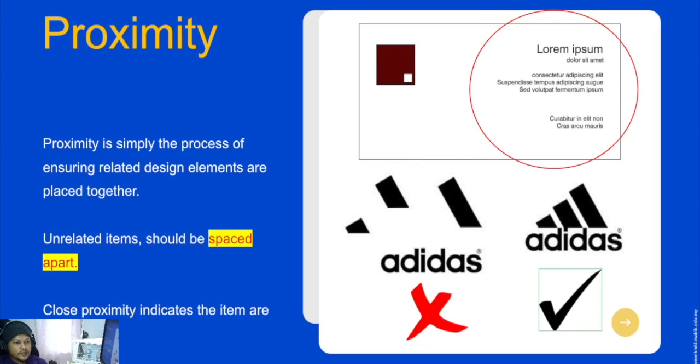Look at Adidas. Adidas uses this design and puts three black bars, which does not show proximity. They don't have proximity. But look at the right Adidas. They are put together. That means it has one meaning in that design.